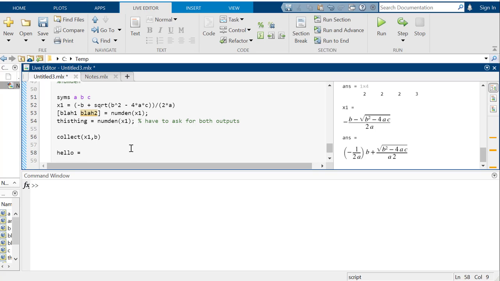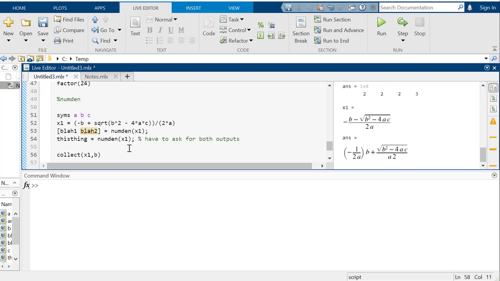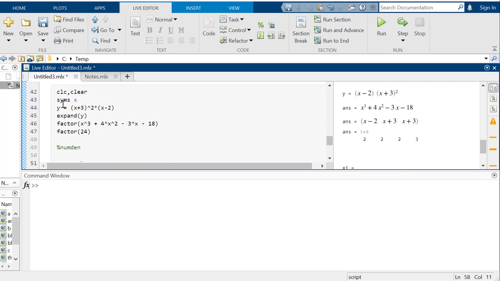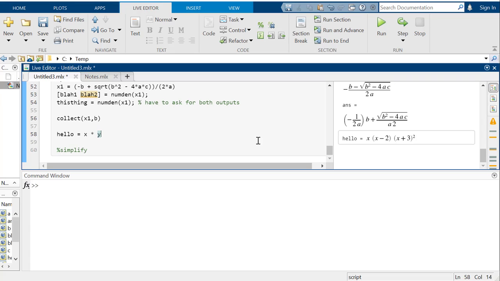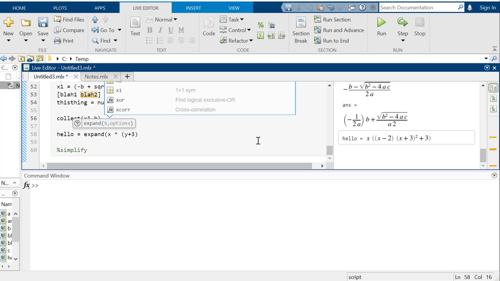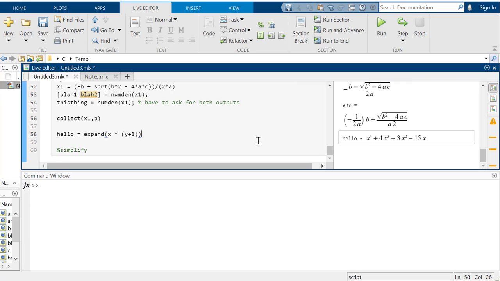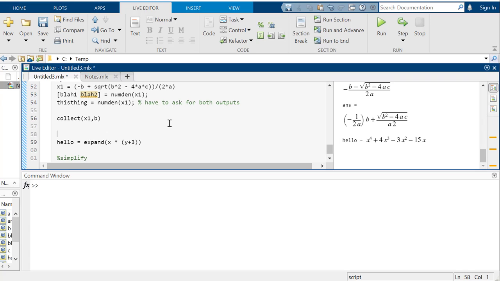Okay, so hello is going to be X. Do I have X's and Y's? There's a Y, so I can just keep using that one. X times Y. Let's see what that does. Oh, because it's not going to be Y plus 3. I'm going to expand it. All right. Oh, except Y got overwritten. So, yeah, all right.